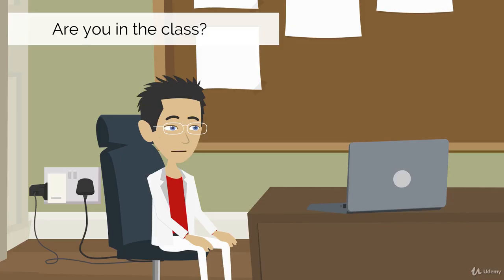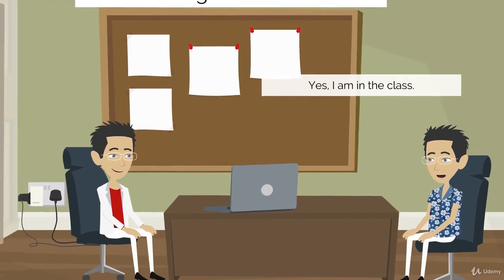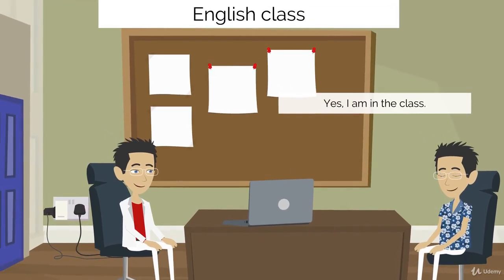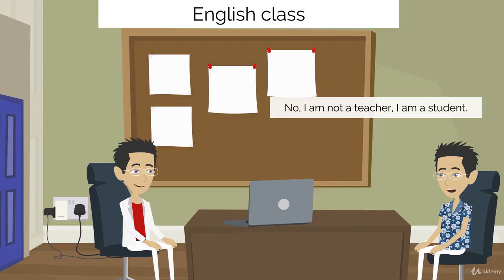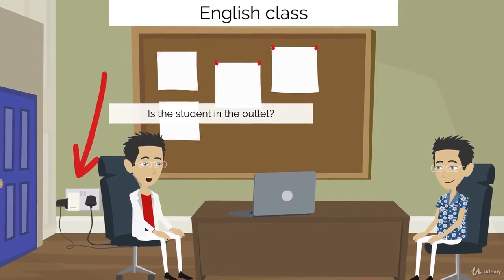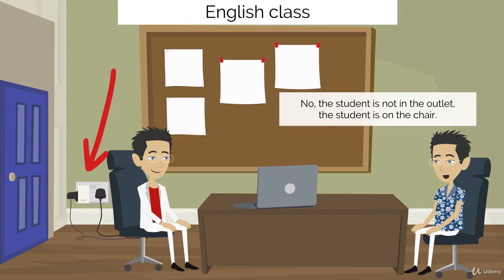Are you in the class? Yes, I am in the class. Are you a teacher? No, I am not a teacher. I am a student. Is the student in the outlet? No, the student is not in the outlet. The student is on the chair.